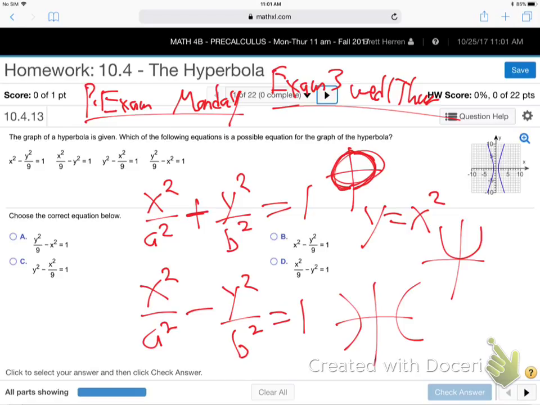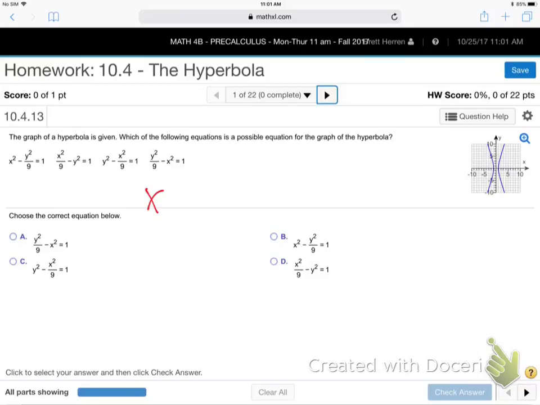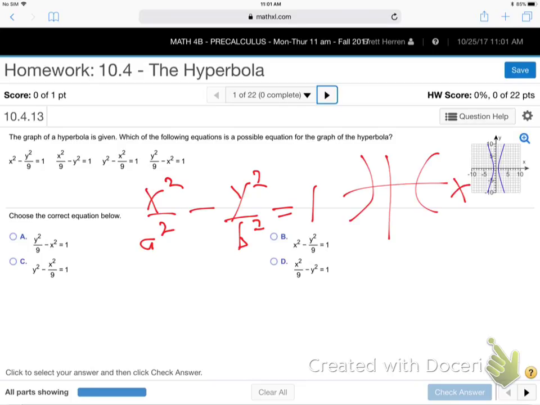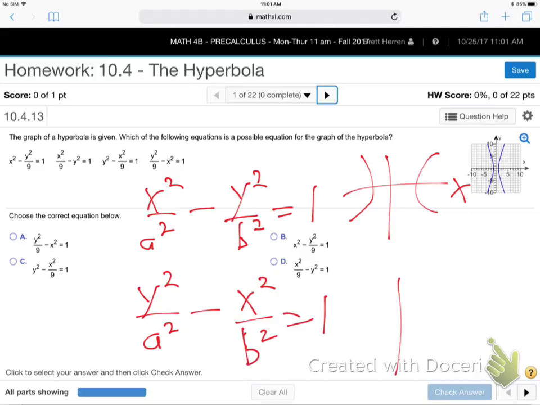Now the specifics. Let me put this on a fresh screen. Going back again, x squared over a squared minus y squared over b squared equals 1. That's the hyperbola. There's two ways the hyperbola branches can go. If x is in the front, then the branches go right, left. They're on the x-axis. If the y squared is in the front, then the branches go up, down. They're on the y-axis. Does that make sense?